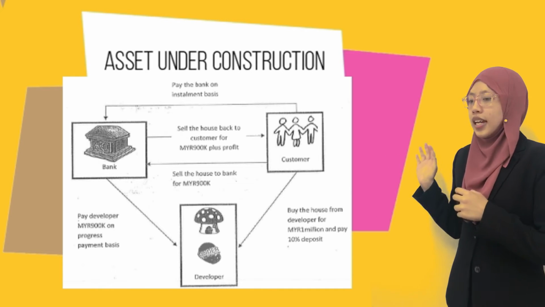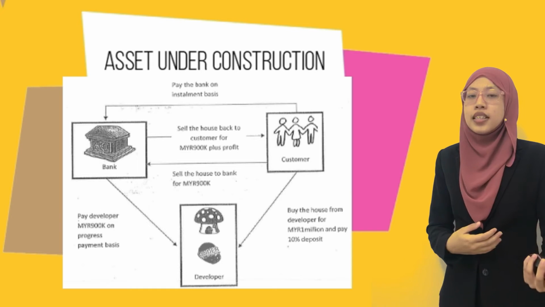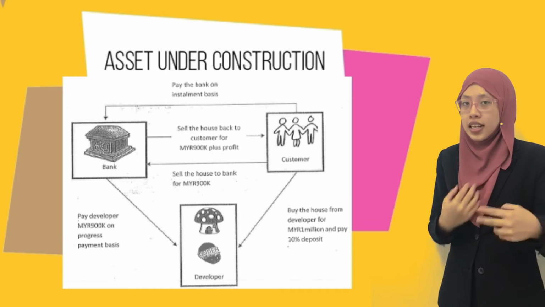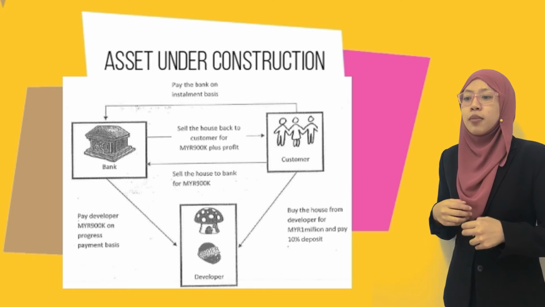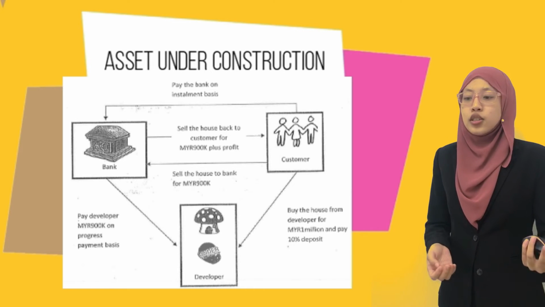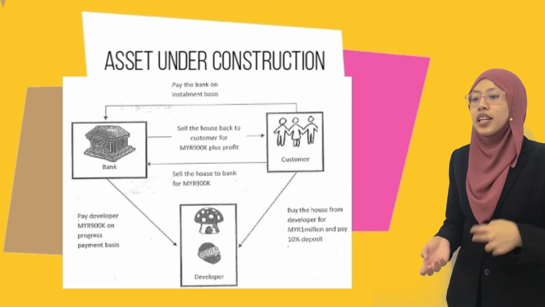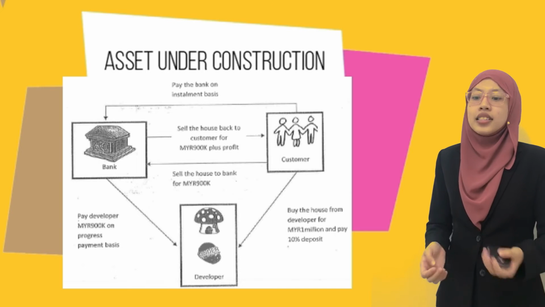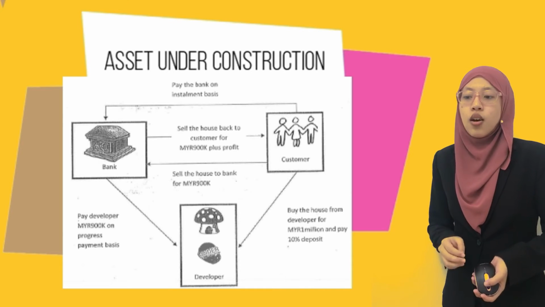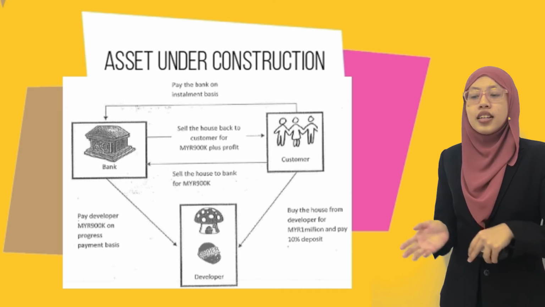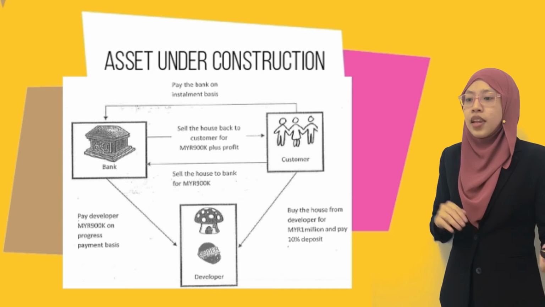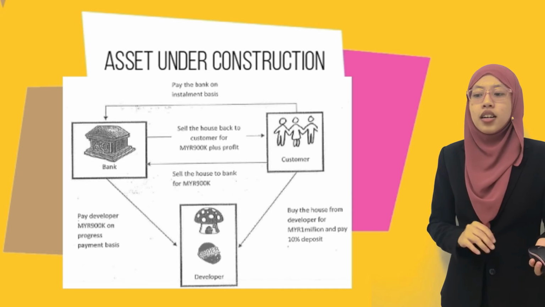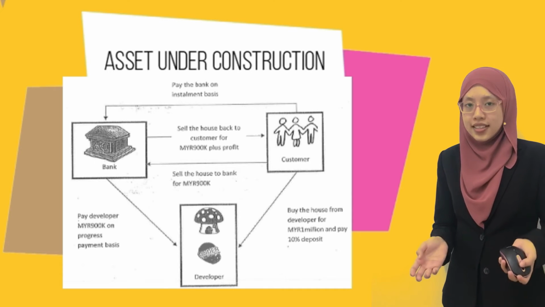The second step is where the customer sells the house to the bank at the customer's purchase price in step 1. The bank will pay the developer on behalf of the customer on a progress payment basis. And the last step is step 3, where the bank sells the house to the customer at the bank's purchase price plus the bank's profit on a deferred installment basis.